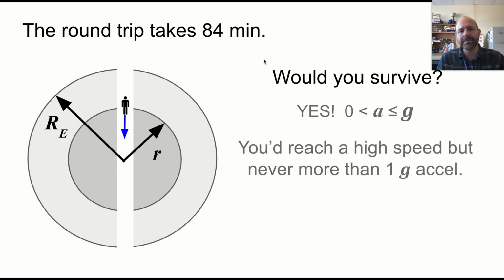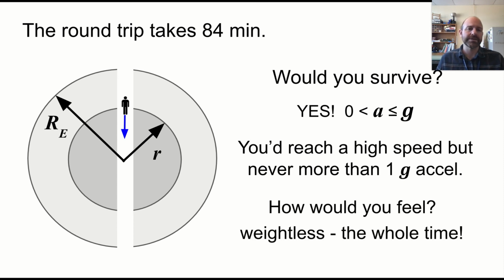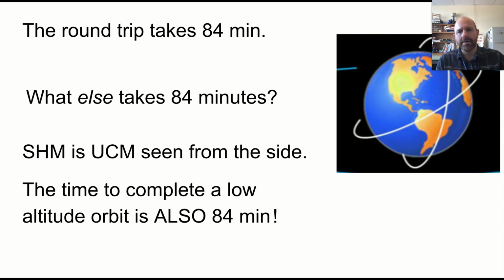Would you survive? Absolutely. The acceleration is equal to the force of gravity divided by your mass, and that's only equal to g at the top of the tunnel and 0 at the middle, so you never have a big acceleration, which is the thing that's dangerous. You're going very fast at the middle, but not a very big acceleration. So how would you feel? Well, weightless the whole time, because you never have any normal force pushing up on your feet. What else takes 84 minutes? It's the same amount of time it takes to orbit the Earth in essentially low Earth orbit, right above the surface of the Earth, which is pretty cool.